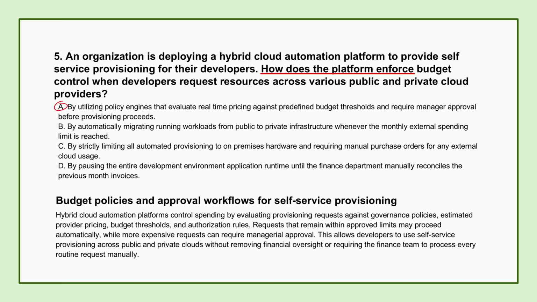Governance policy engines. Okay. When a developer requests to spin up new cloud resources, this engine evaluates the request in real time against current pricing, predefined budget limits, and tiered approval requirements. So it's checking the math before it builds anything. Exactly. If the cost of the requested resources pushes the developer over their established threshold, the provisioning process doesn't just fail, it is automatically paused. It sits in a pending state until an authorized manager explicitly approves the expected cost.